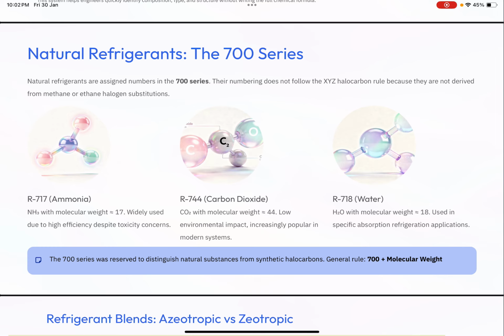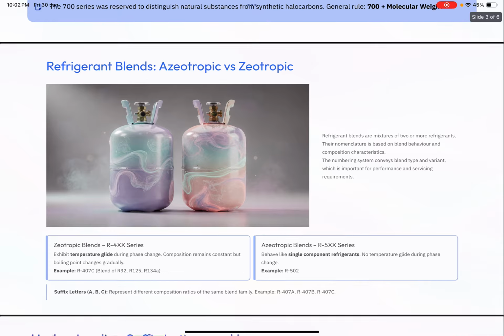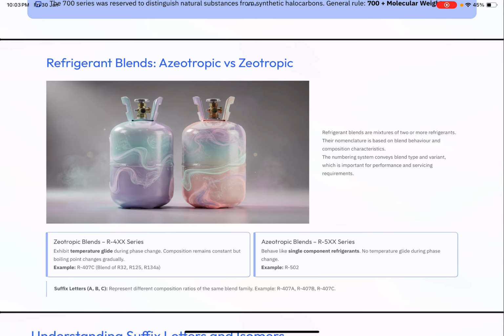Similarly, carbon dioxide, you know that the molecular weight is 44. So the name of carbon dioxide is R744. Water, which is the refrigerant used in absorption systems, has a molecular weight of 18. So as you have guessed it right, the name of water would be R718.